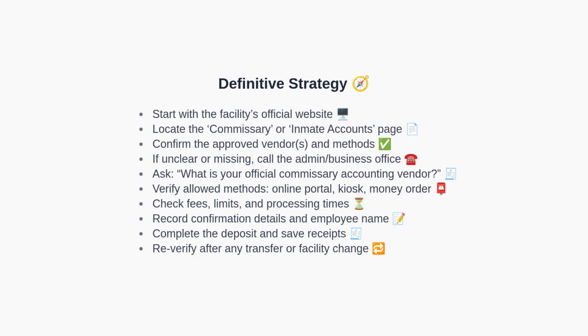Now let's convert the strategy into clear steps. Begin at the facility's official website and find the commissary or inmate accounts page. Confirm the approved vendor or methods. If the information is unclear or missing, call the administrative or business office and ask for the official commissary accounting vendor. Verify which methods are supported, including online portals, in-person kiosks, or money orders, and capture details like fees, limits, and processing times. Record who you spoke to and the time of the call. Complete the deposit and keep all receipts. Finally, if your loved one is transferred, re-verify from scratch.